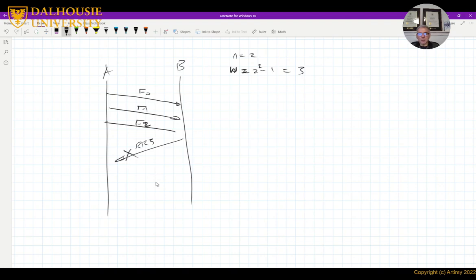But let's say luck has it that B's acknowledgement is lost, right? So A waits for a certain timeout and then says, I didn't receive any acknowledgement, so maybe my frames were lost. I'm going to send them again. So it starts sending frame 0, frame 1, and so on.